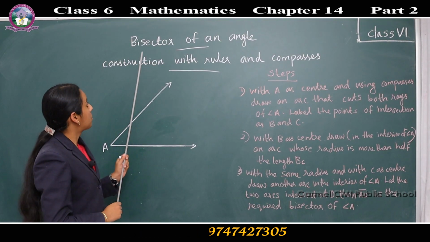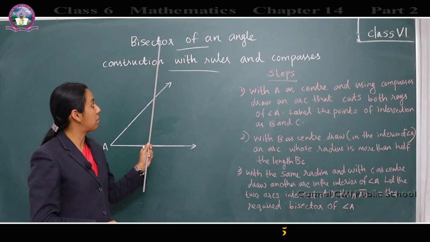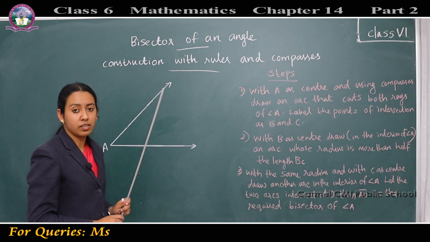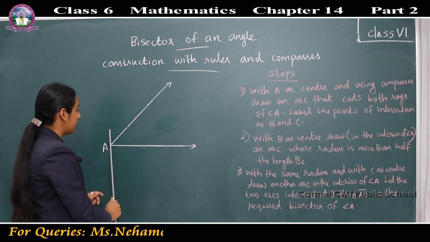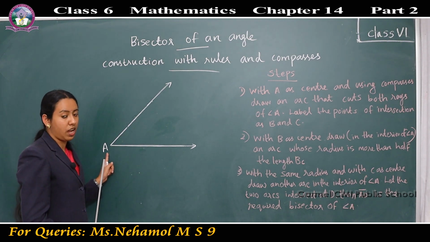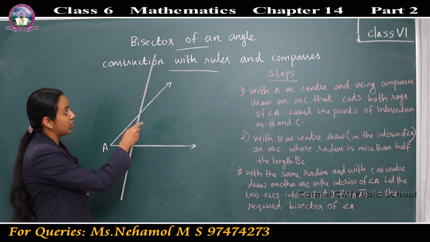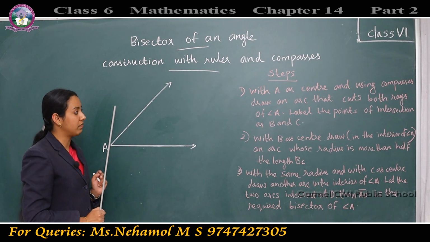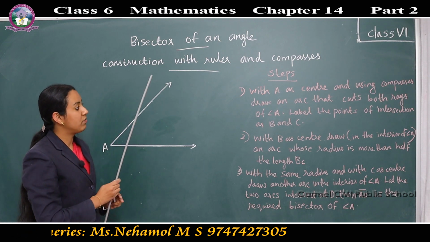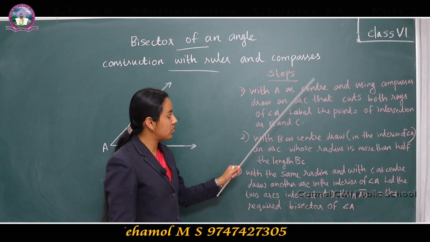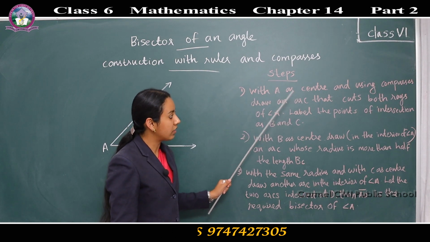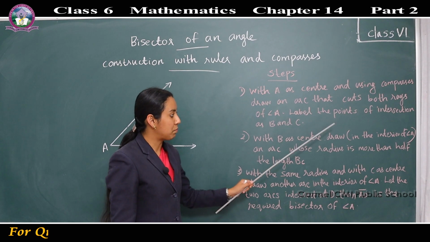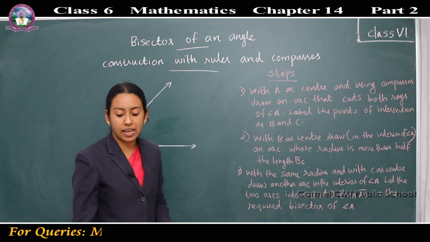Next topic, bisector of an angle. Construction with the ruler and compasses. One angle is given here, angle A. We have to construct a bisector of this angle using ruler and compasses. How can we construct it? First, with A as center and using compasses, draw an arc that cuts both rays of angle A. Label the points of intersection as B and C.